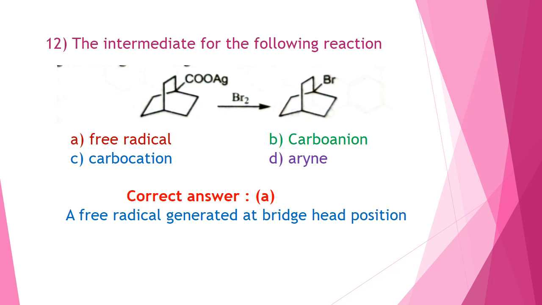Question number 12. The intermediate for the following reaction. A. Free radical, B. Carbanion, C. Carbocation, and D. Arene. The correct answer is A. It is a bridged compound. The free radicals are generated at the bridged position by the removal of the COOAg group. Therefore, the intermediate for this reaction is free radical. Option A is correct.